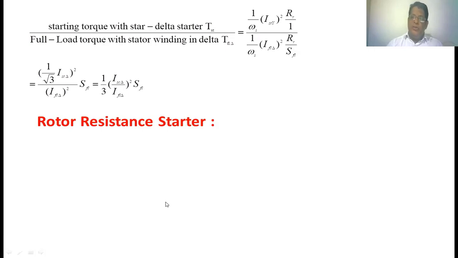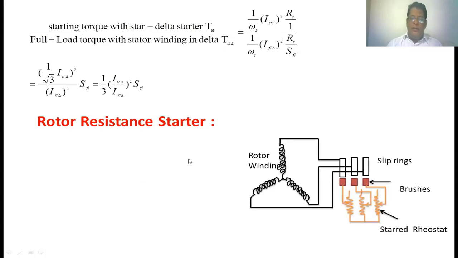With the help of the rotor resistance starter, at the time of starting, we add external resistance into the rotor circuit so that the rotor current will be reduced. Due to the induction principle, the stator current also will be reduced. This is the circuit diagram for the rotor resistance starter. This is the stator winding. These are the slip rings and brushes. The brushes are connected to the external resistance.